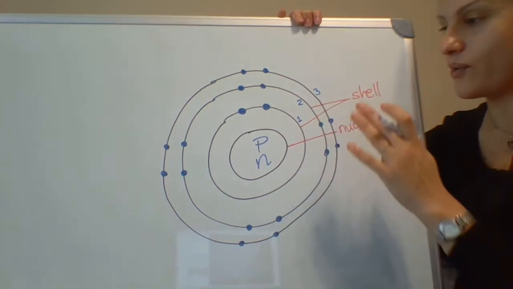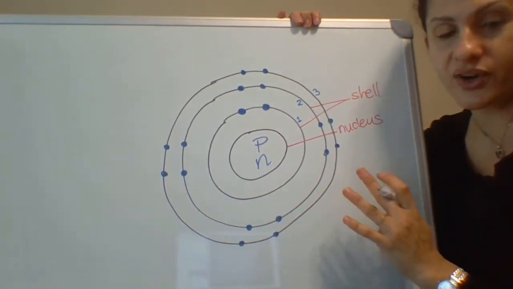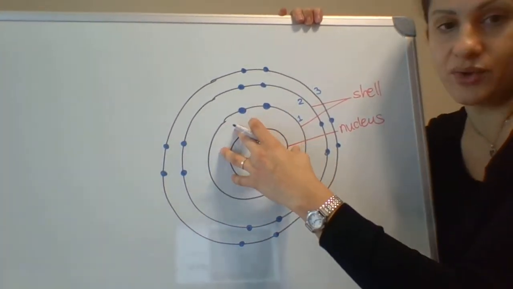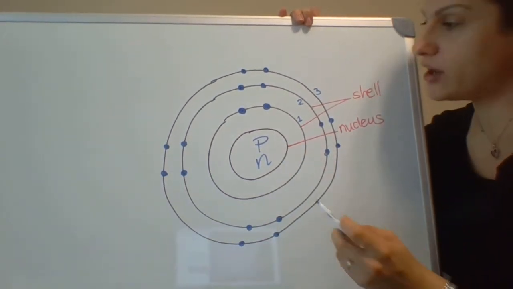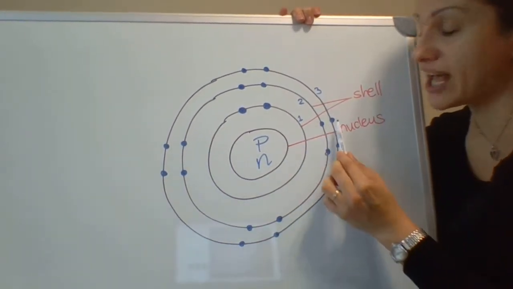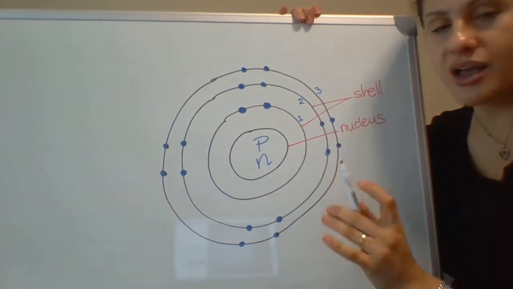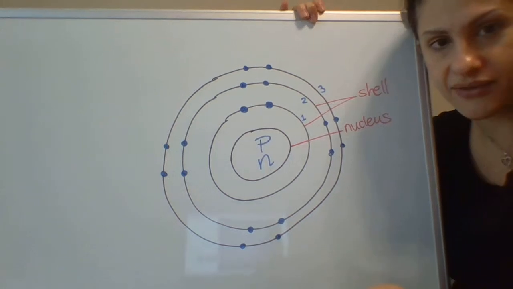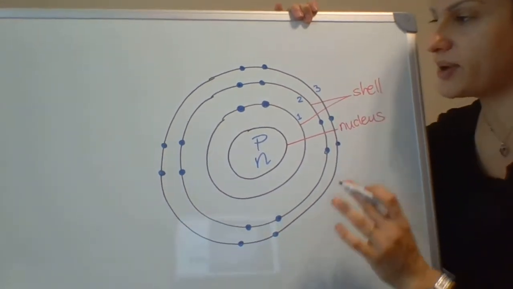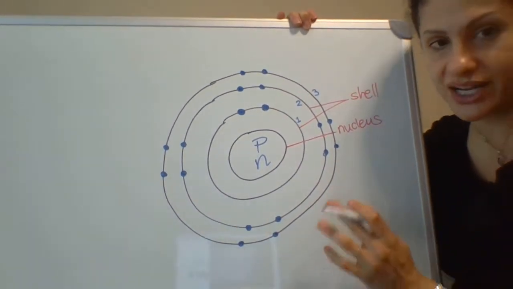So, when we draw our Bohr-Rutherford, what we have to represent is the nucleus, which has the proton and the neutron. Then we also have to draw the shells. Now, we are going to talk about how do we know how many shells each atom should have. And we're going to talk about that. But I want you to know the rules regarding the shells.